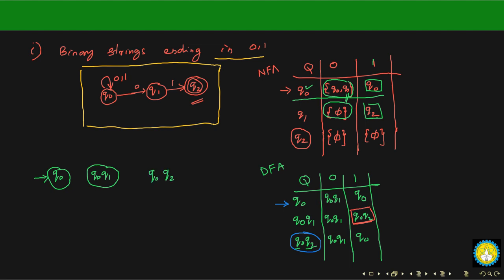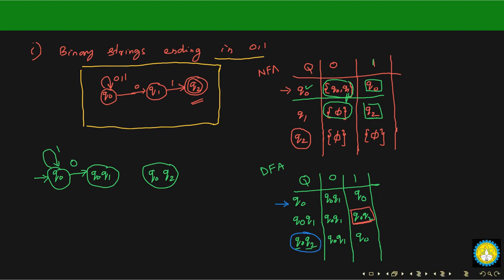So these are the states in my DFA. So Q0 on 0 goes to Q0 Q1. The only thing you need to do here is refer to the DFA table and draw the diagram accordingly. And now Q0 on 1 goes to Q0 itself. Okay, so this is Q0 itself. And now you have to draw the transitions on Q0 Q1.